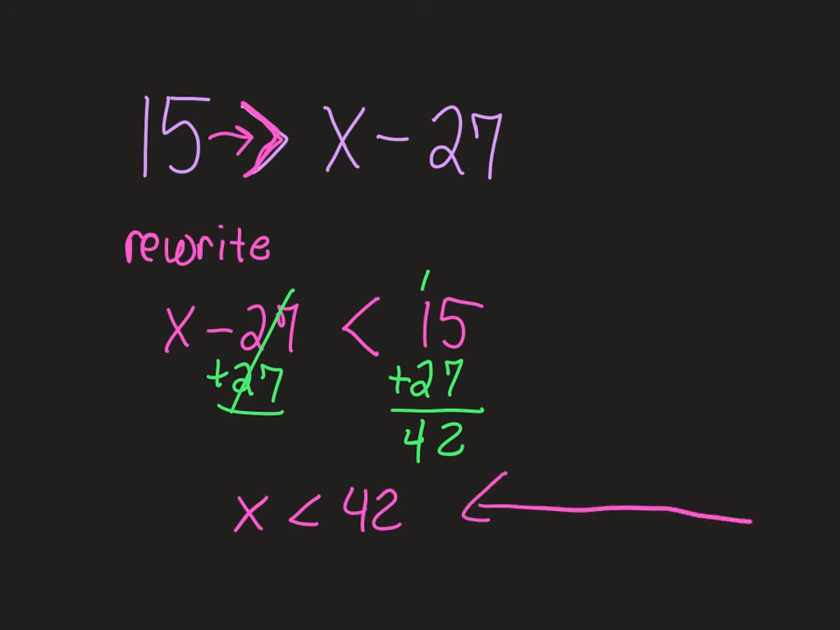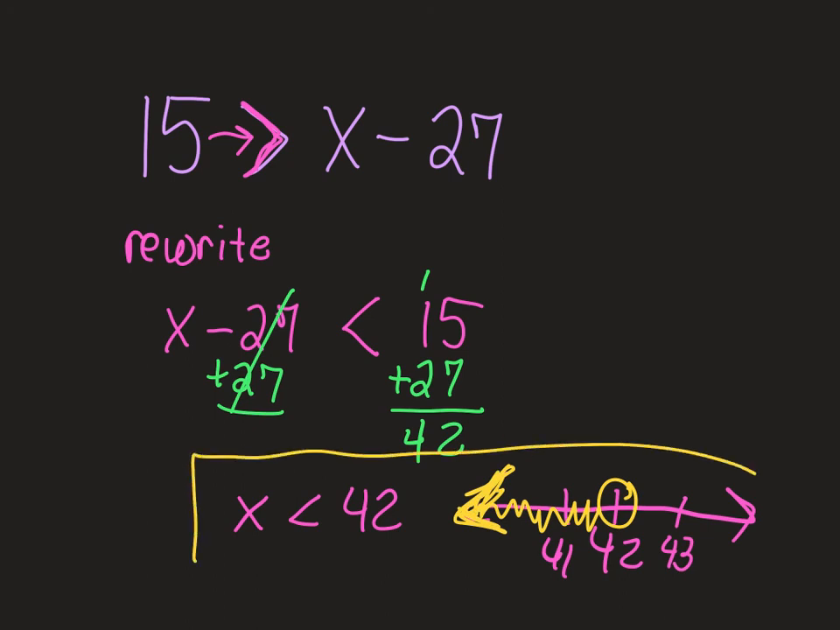I need a number line. Give me a 42, give me a neighbor. What kind of a dot is it? It's an open dot. X's are less than 42. That means they're on the left-hand side. They're smaller than 42. So together, these are my answer.